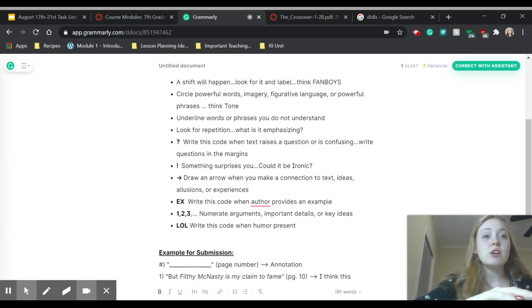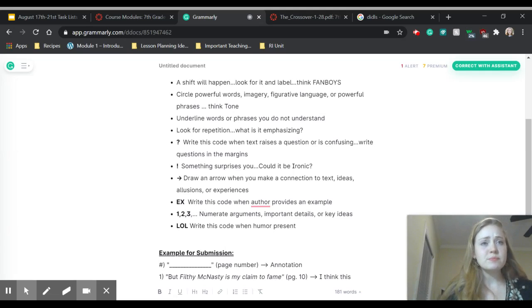Here are a couple other things that you can do. If an author provides an example, you can write the letters EX as a shortened version of the word example. If there are multiple paragraphs, you can number those paragraphs so you can remember what parts and what ideas are in each paragraph. And if you see something funny, you can write LOL by it.